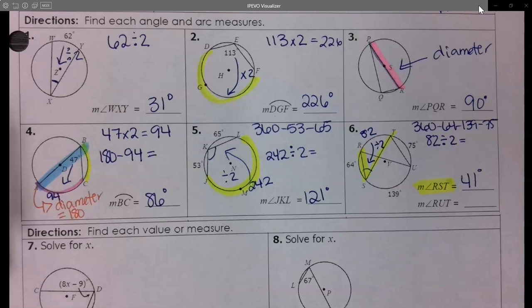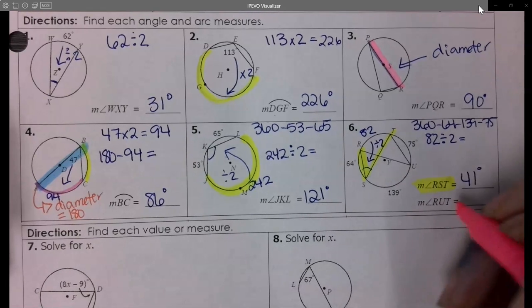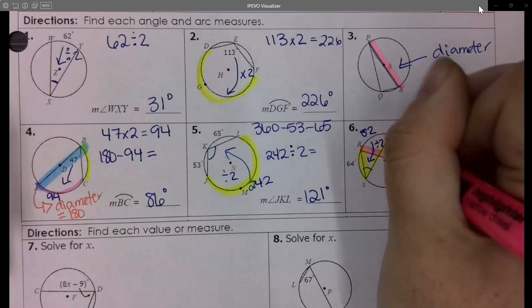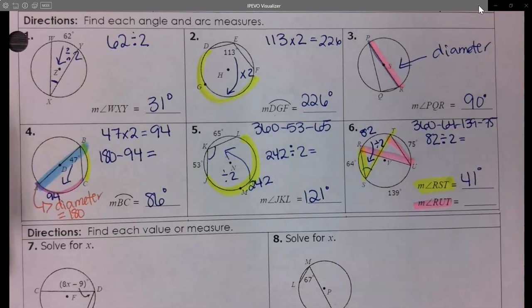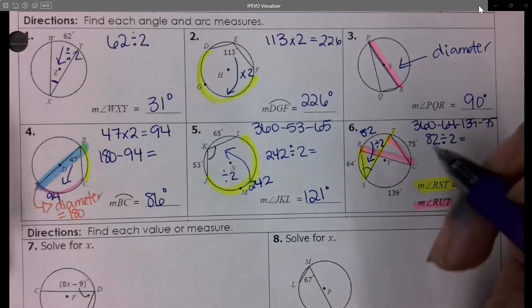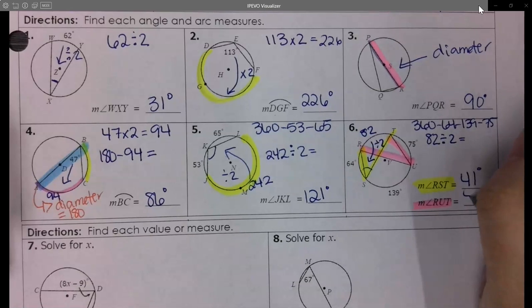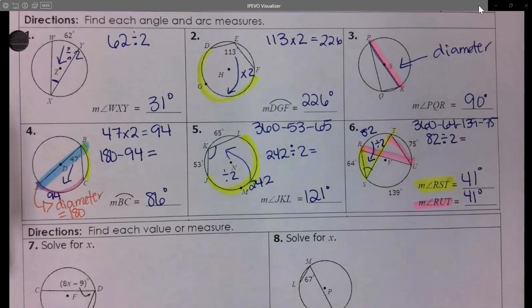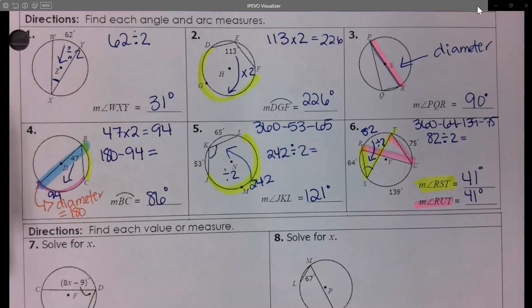Then I want to figure out the measure of angle RUT, which has the same arc. So when I go back to the angle, I'm dividing by 2 again, which is going to give me back the same angle. So this one is also 41 degrees. Questions on this one?